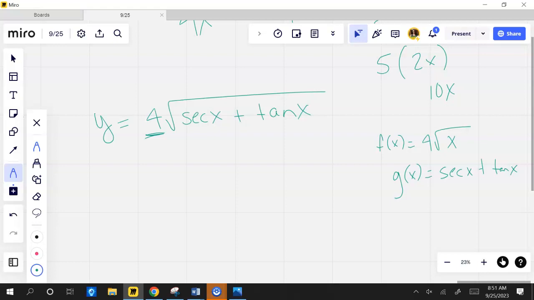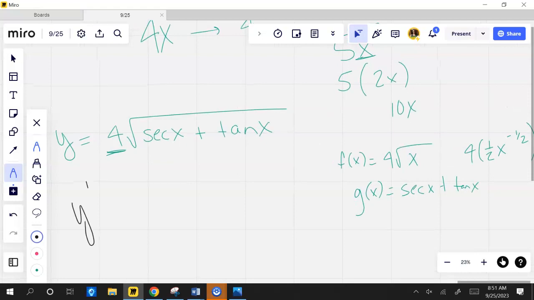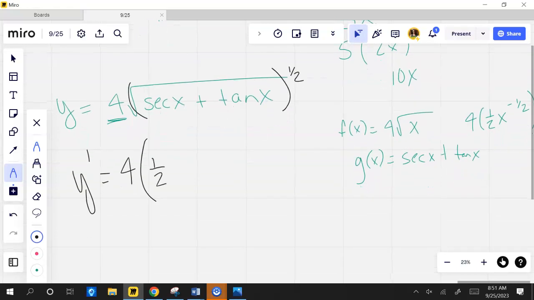4 times 1/2 x to the negative 1/2. Remember, if you've got a coefficient, you pull it out front of the derivative. Anytime you have a coefficient in front, I can bring that in front before I even take the derivative. So if I do the derivative of this, I'm going to ignore that 4 right now, and I'm going to make this 1/2. So now I have 1/2 times what?